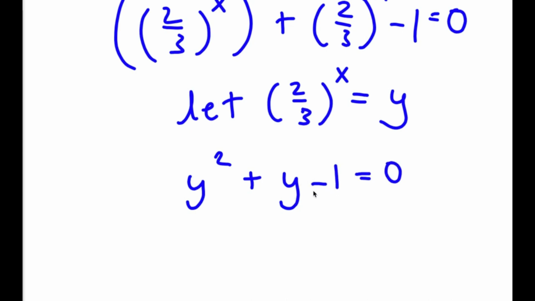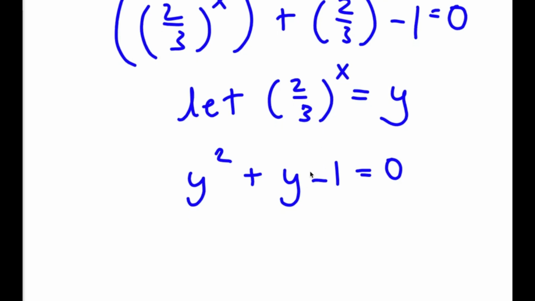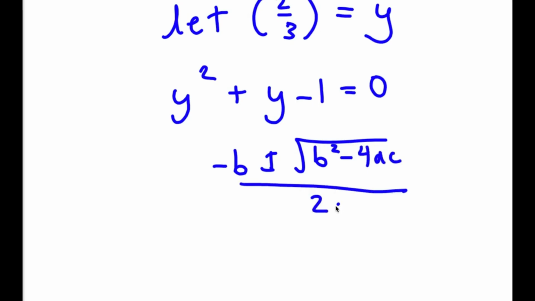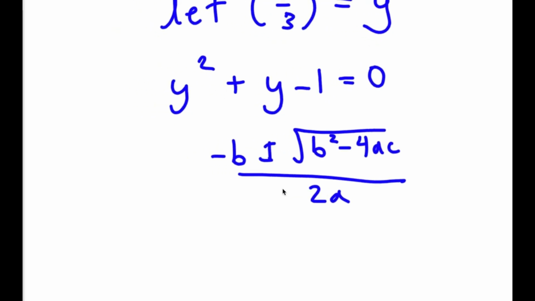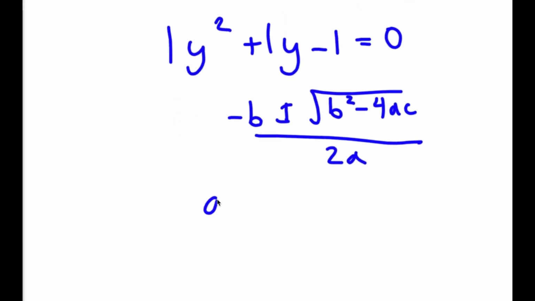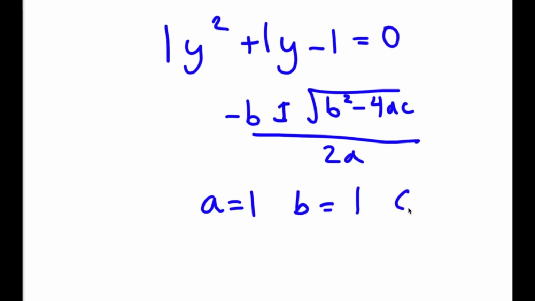And any quadratic equation can be solved by using the quadratic formula, which is negative b plus or minus the square root of b squared minus 4ac, over 2a. So the coefficient in front of y squared is 1, the coefficient in front of y is 1, and we have negative 1 over here. So this means that a is 1, b is also 1, and c is negative 1.